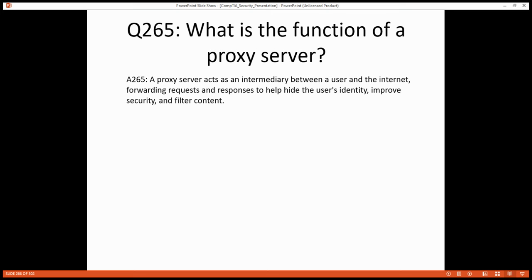Q265. What is the function of a proxy server? A265. A proxy server acts as an intermediary between a user and the internet, forwarding requests and responses to help hide the user's identity, improve security, and filter content.